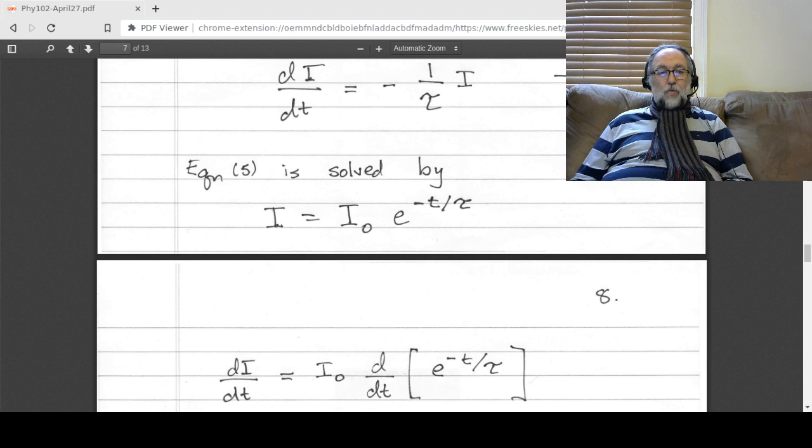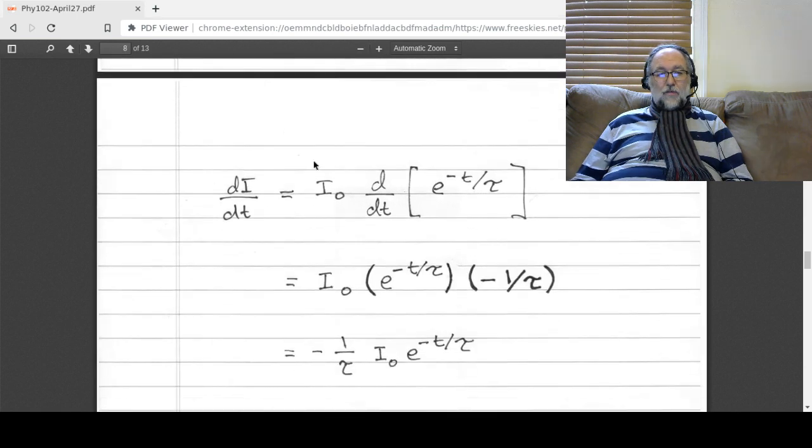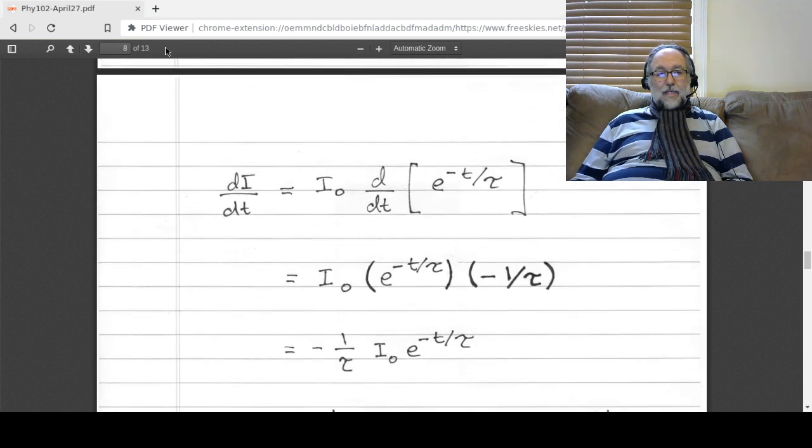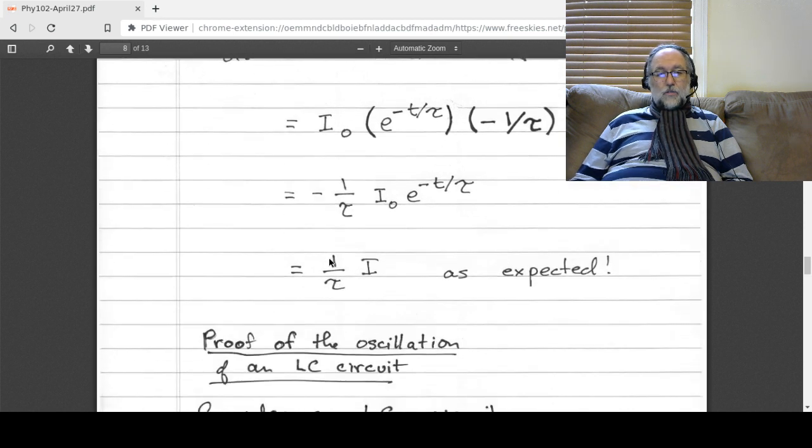Notice that we, at some point, have to make use of di by dt here. And di by dt turns out to equal just 1 over tau times I. Actually, there's a minus in front here. I noticed later that I made a mistake in my notes. This should actually be minus 1 over tau times I. Okay, so let's do the problem, and you'll see when I make use of this fact.